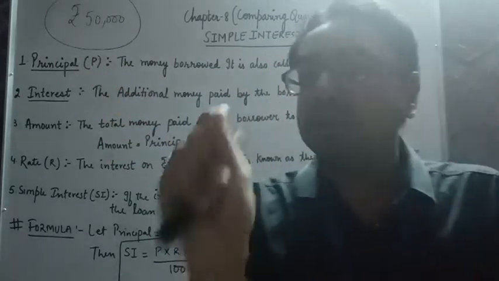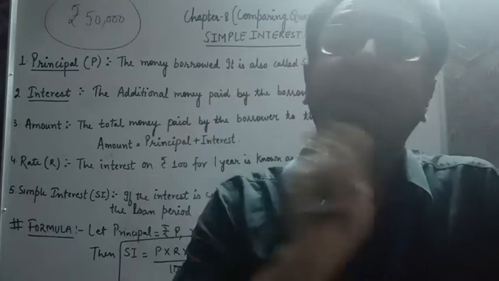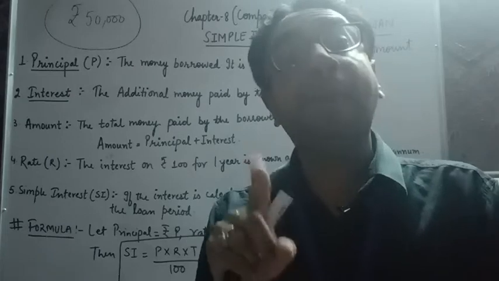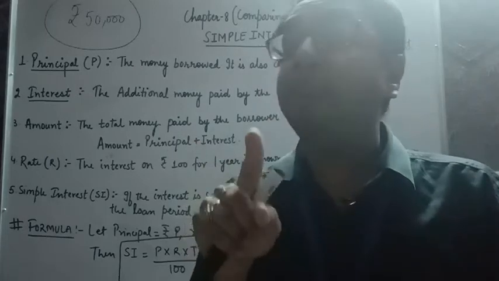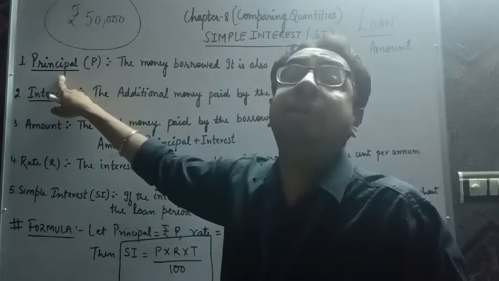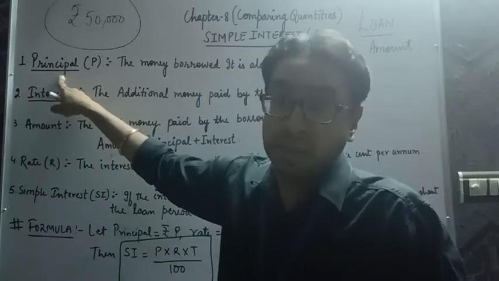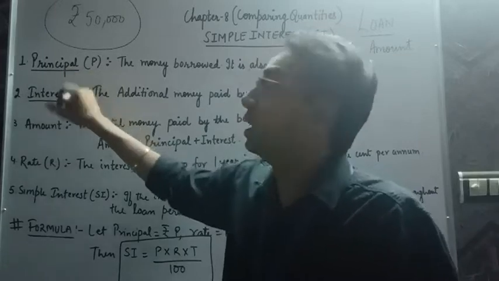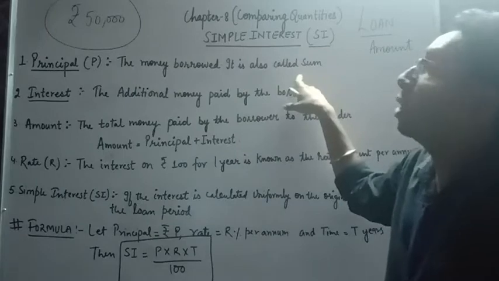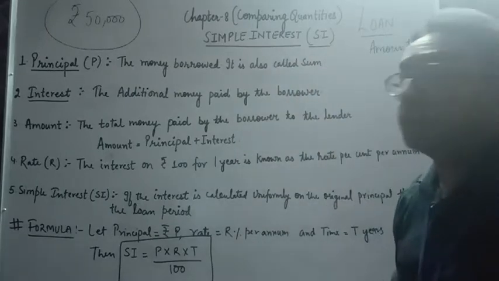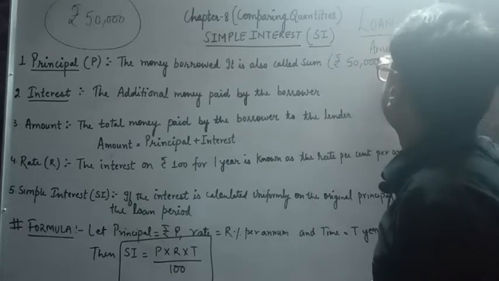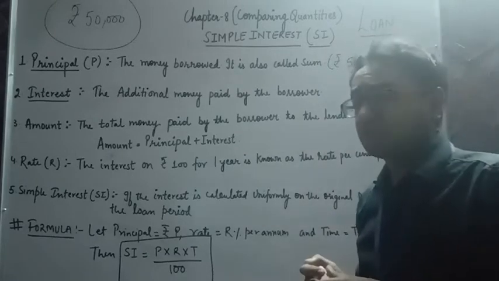Now, what is this 50,000? The amount which you borrowed from the bank is known as principal. Principal, not P-L-E, P-A-L. Here, I'm not talking about the school principal. I'm talking about the important money, the first money. The money borrowed is known as principal. It is also called sum. So what is the principal amount here? That is rupees 50,000. Are we clear?